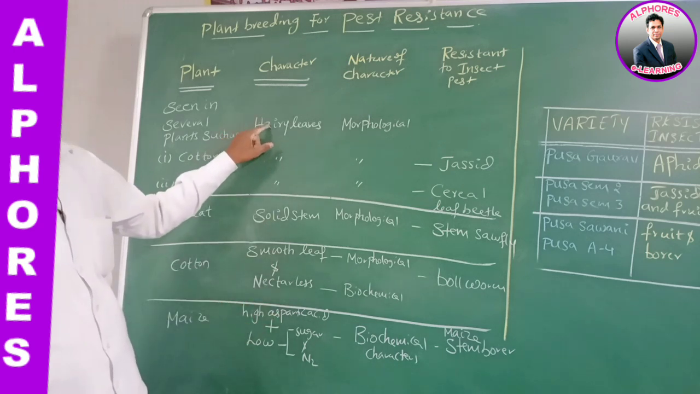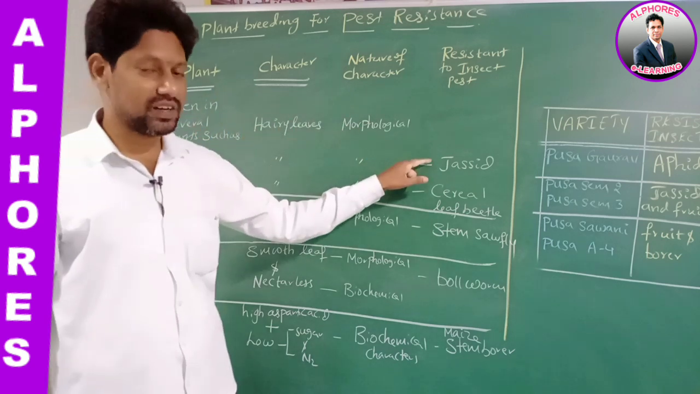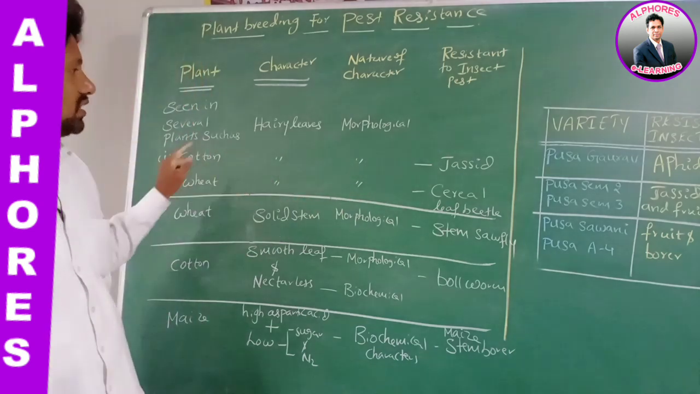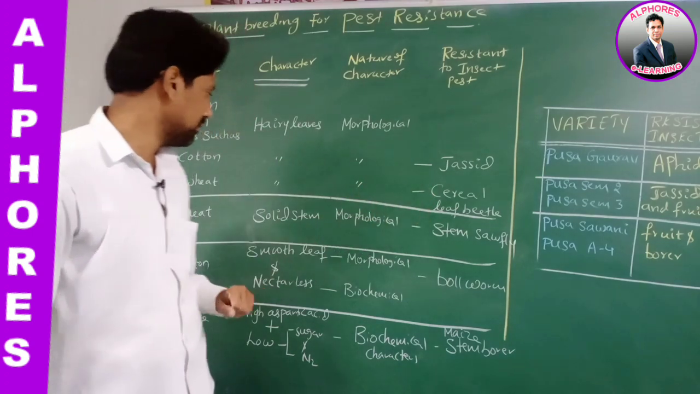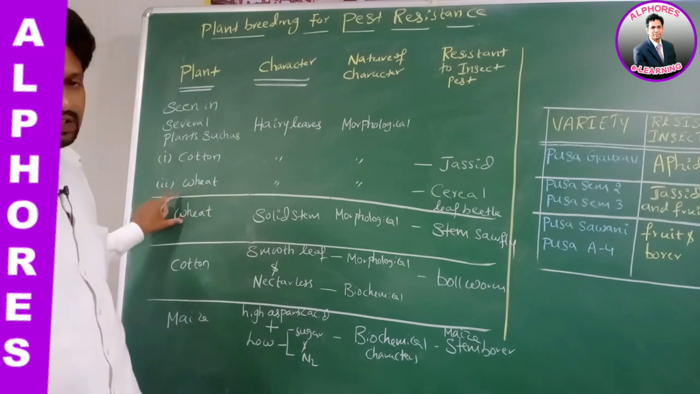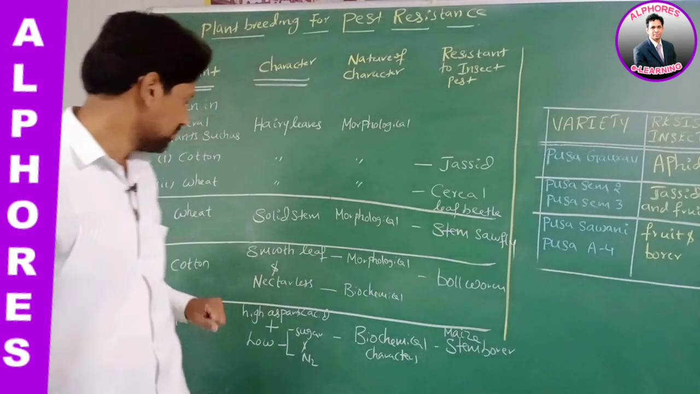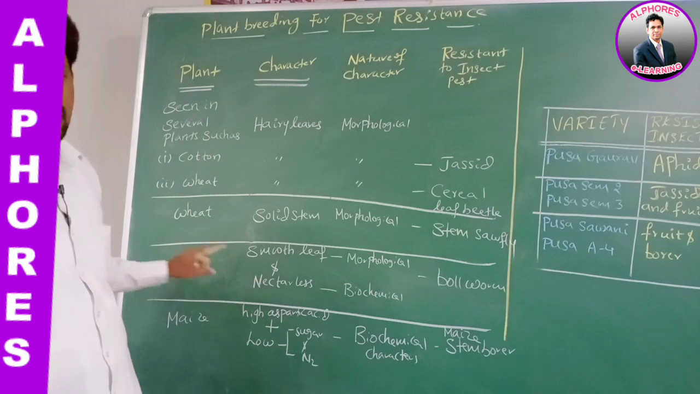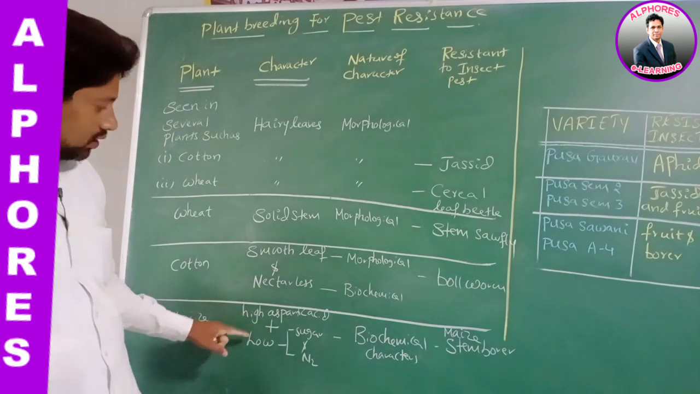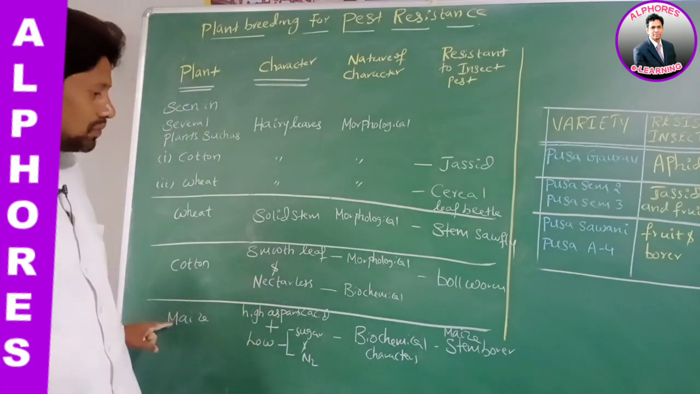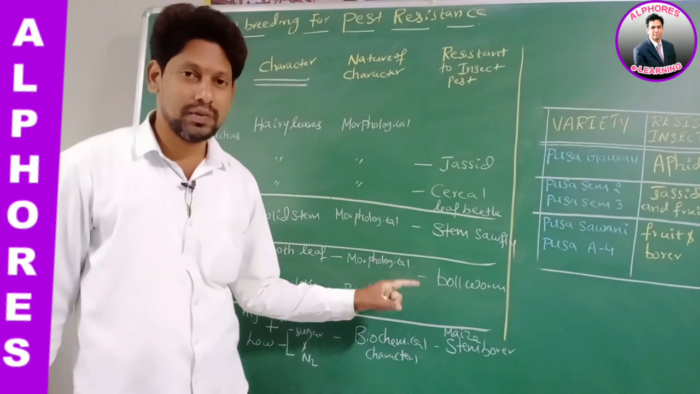Number 1, hairy leaves, seen in several plants. Hairy leaves in cotton make cotton resistant for jassid pest. Hairy leaves in wheat make wheat resistant for cereal leaf beetle pest. Solid stem in wheat makes wheat resistant for stem sawfly pest. Smooth leaf nectarless in cotton makes cotton resistant for bollworms. High aspartic acid, low sugar and low nitrogen make maize resistant for maize stem borer.